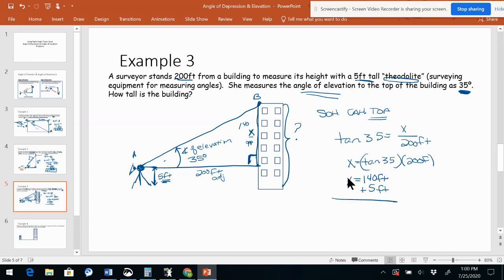And I'm going to get my total building height. Total building height is going to equal 145 feet.